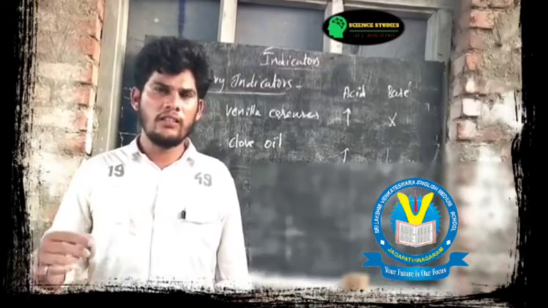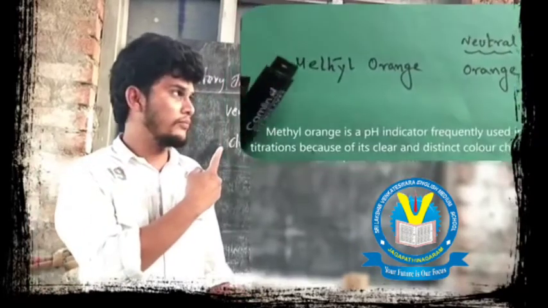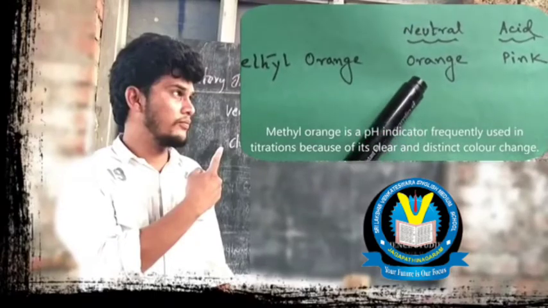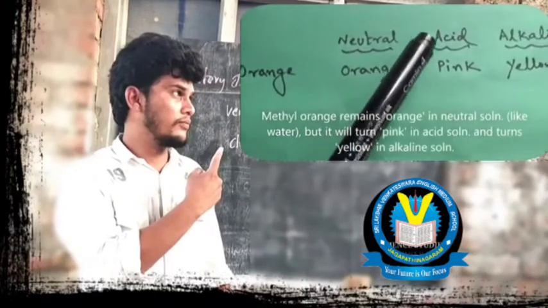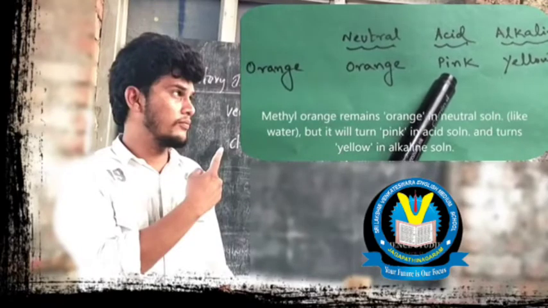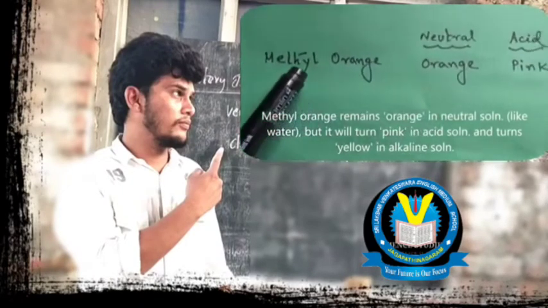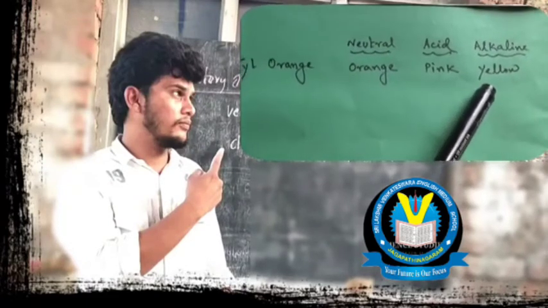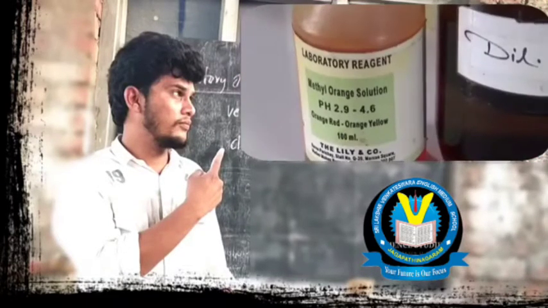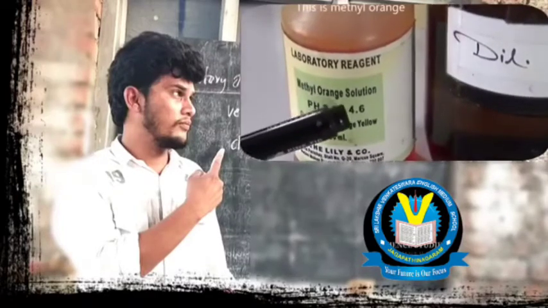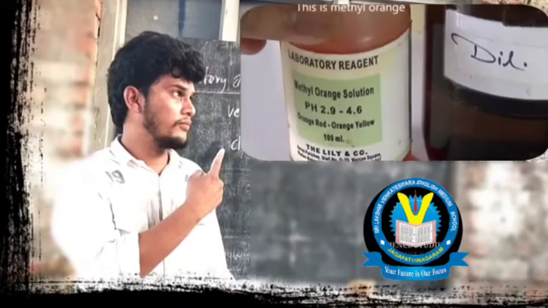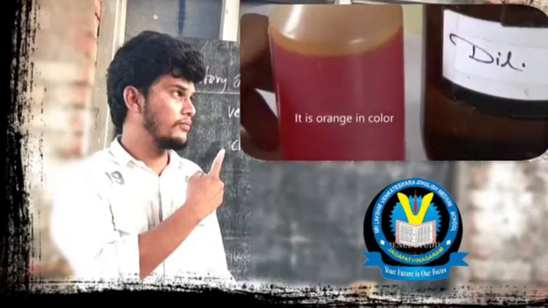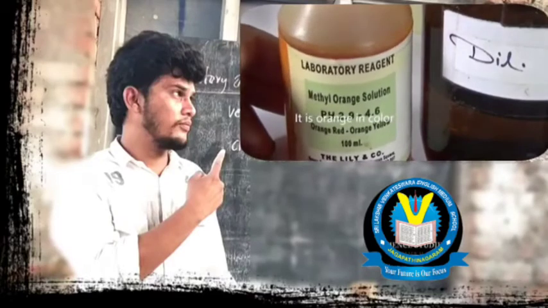Methyl orange changes its color. Dear students, now we are going to discuss how methyl orange acts as an indicator. Methyl orange is actually orange in color, but it changes its color to pink when it is acid and to yellow when it is alkaline, means base. This is the methyl orange solution bottle used in the laboratory. Look here, it is orange in color.